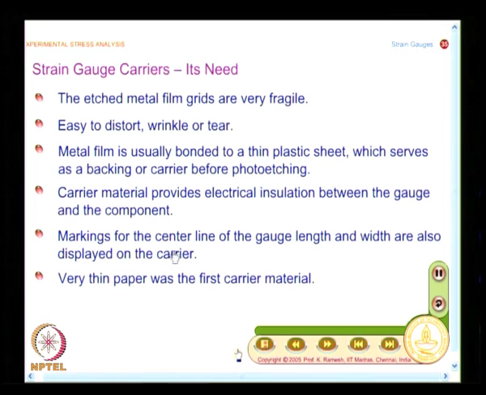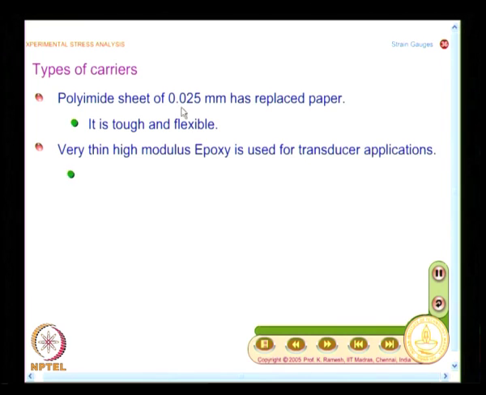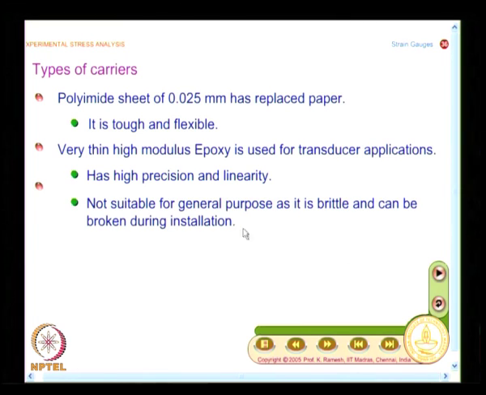And if you look, very thin paper was the first carrier material. Now, paper is replaced, but the earliest strain gauges had paper, and you have quite a variety of them available now for different applications. So, I have types of carriers. Polyamide sheet of 0.025 millimeter has replaced paper, and you also have carrier made of thin high modulus epoxy, which is used for transducer applications. See, special applications require special preparations.